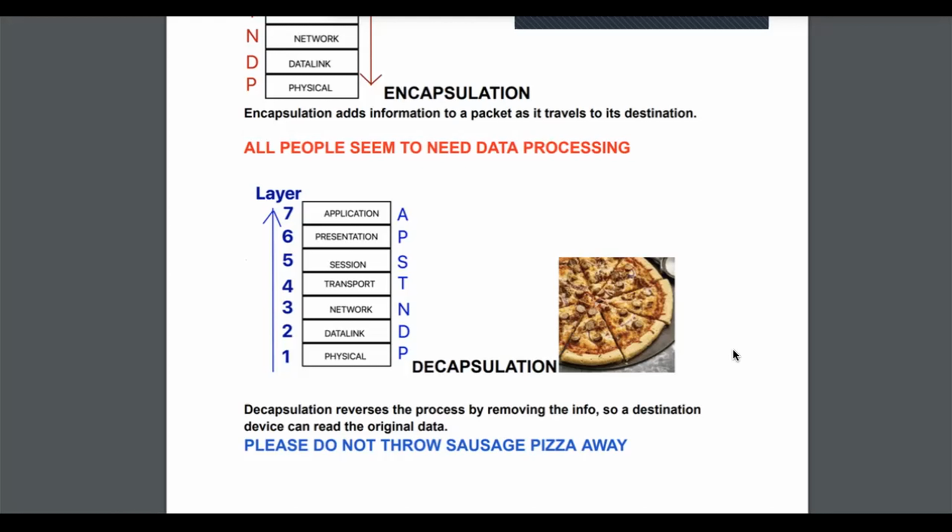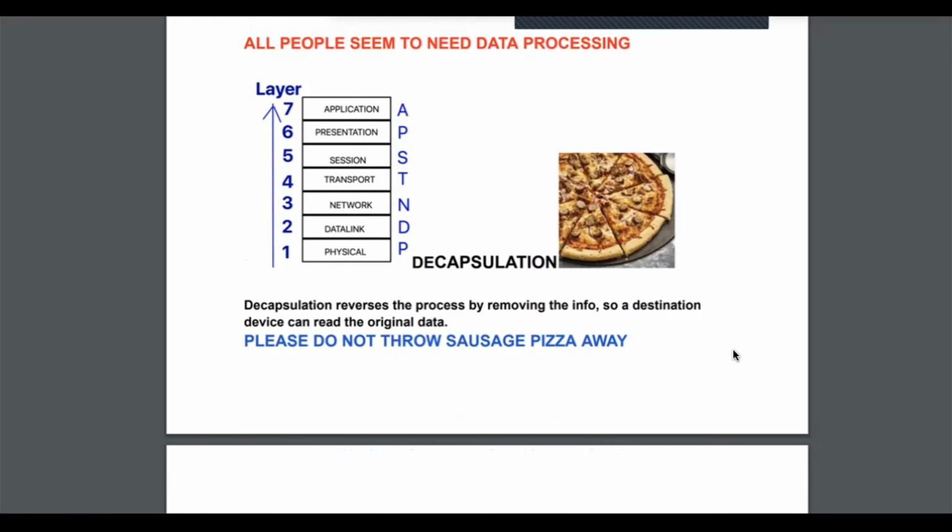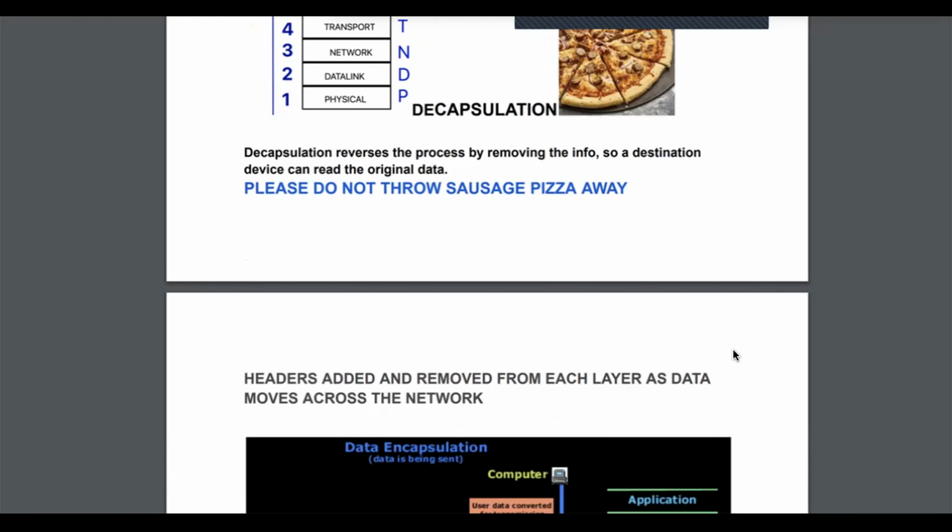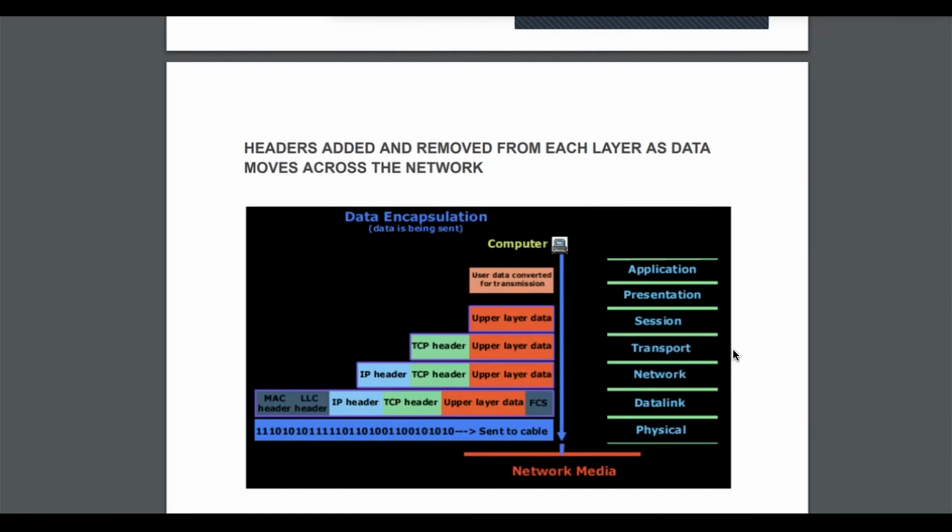So now, just a quick recap again. Decapsulation process is the reverse of encapsulation, and decapsulation does what? It removes the information from the packet until it reaches the final destination. So please do not throw sausage pizza away. So now let's move on to the next part.